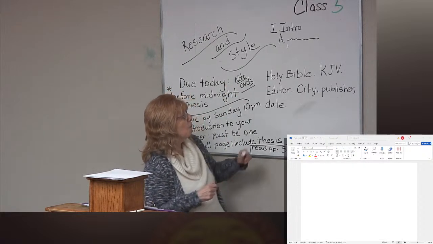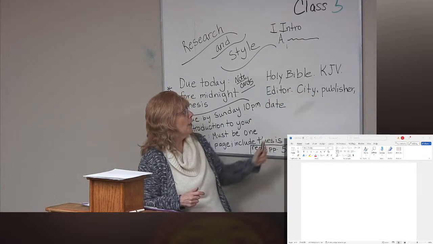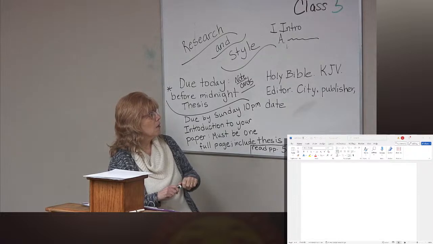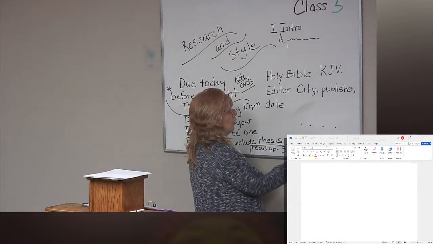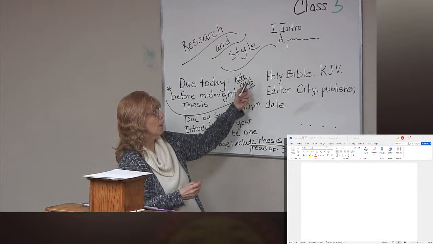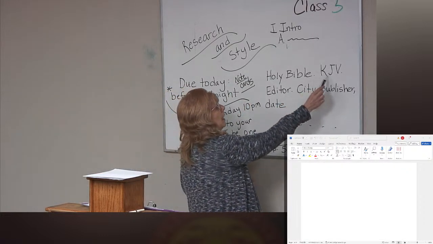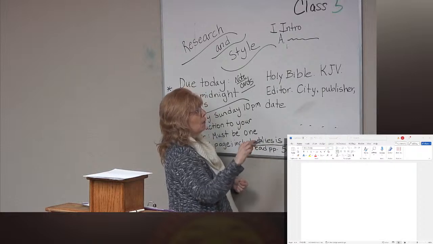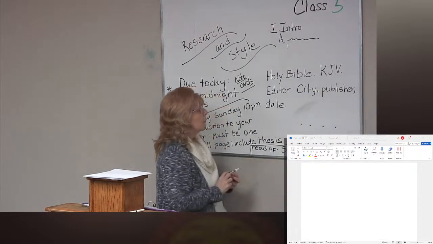Okay, and then you put a period right after it. So this is your bibliography. This is not every quote or every verse that you're going to use in your paper. This is just showing me this is one of my sources. This is what I use. So after that, you will put KJV, or you can put King James Version. Either way is fine. And then you need a period.